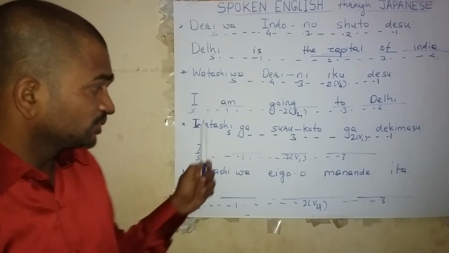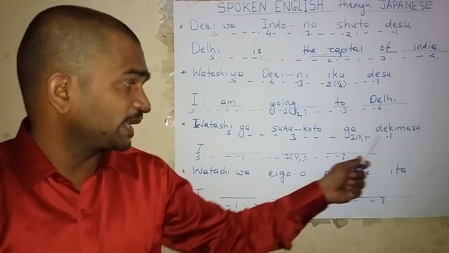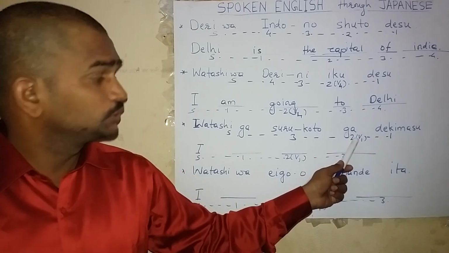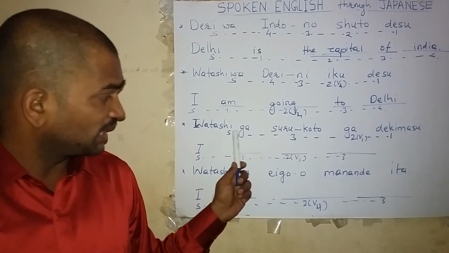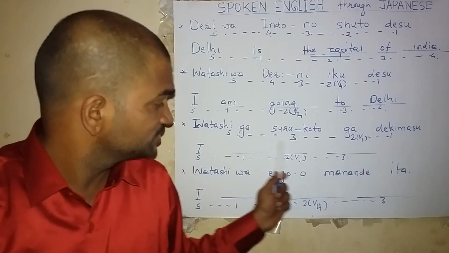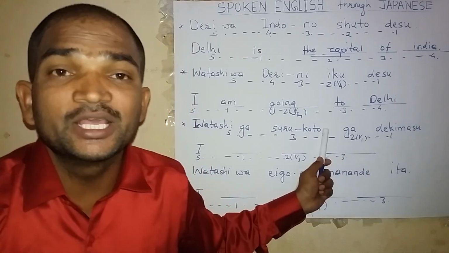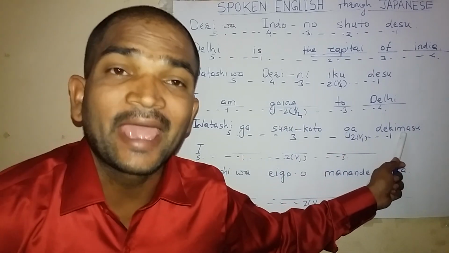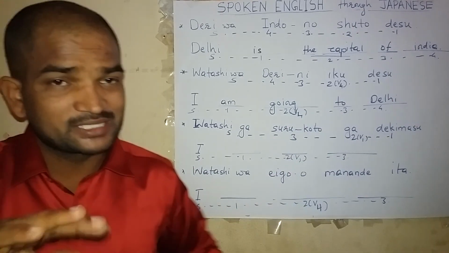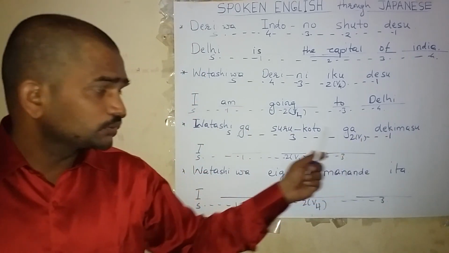Look here. The word for watashi ga is I. The word for dekimasu is can. The word for ga is do. This. I can do this. I can do this. Okay, say after me. I can do this.